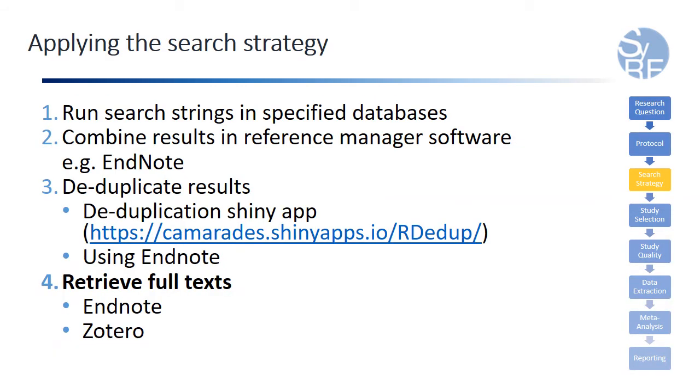Once you have run your search strings, you should import those results into a reference manager software, for example EndNote. After searching across multiple databases, it is important to deduplicate your results. This can be done in EndNote, or the CAMARADES group have developed a Shiny app using R code to do this. It is important to keep a record of the number of records obtained from each database and the number of duplicate references identified. The next step is to retrieve the full text PDFs using either EndNote or Zotero.